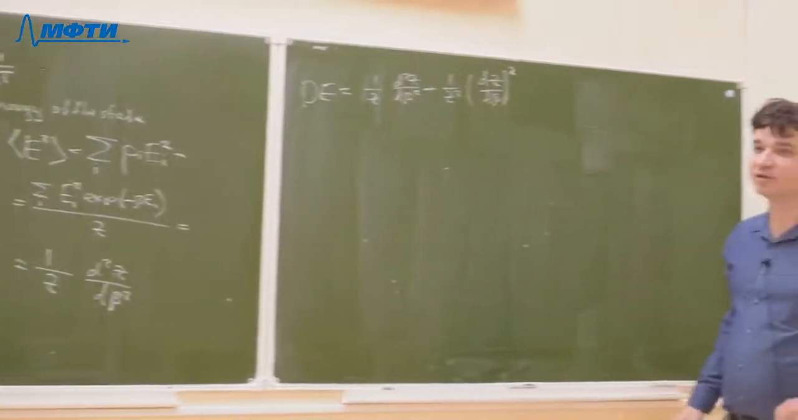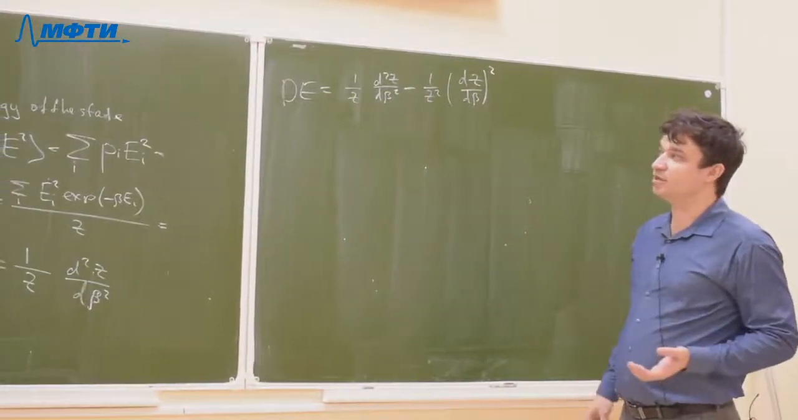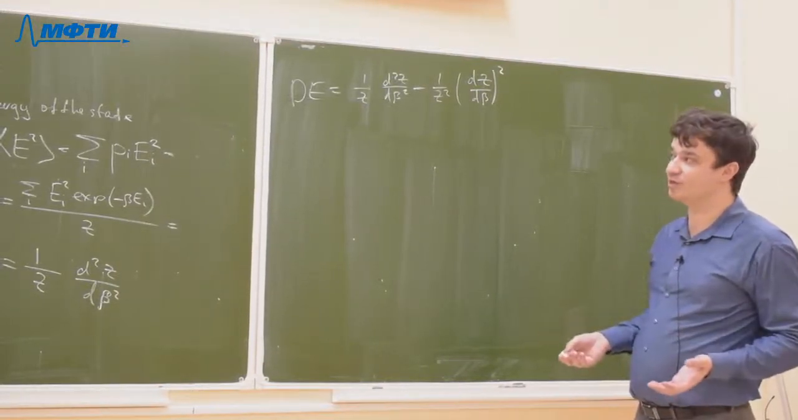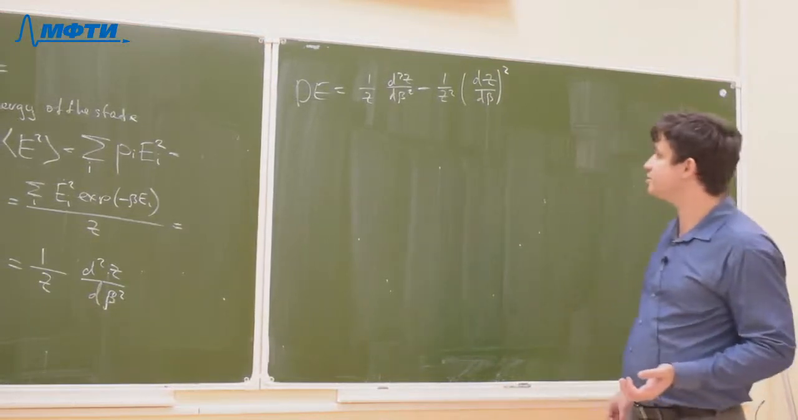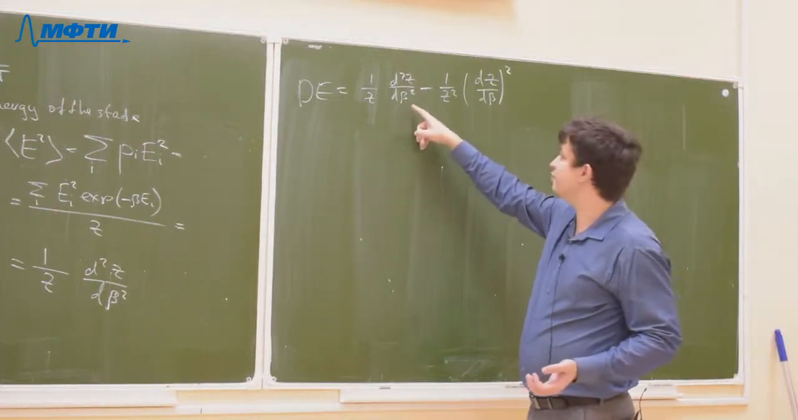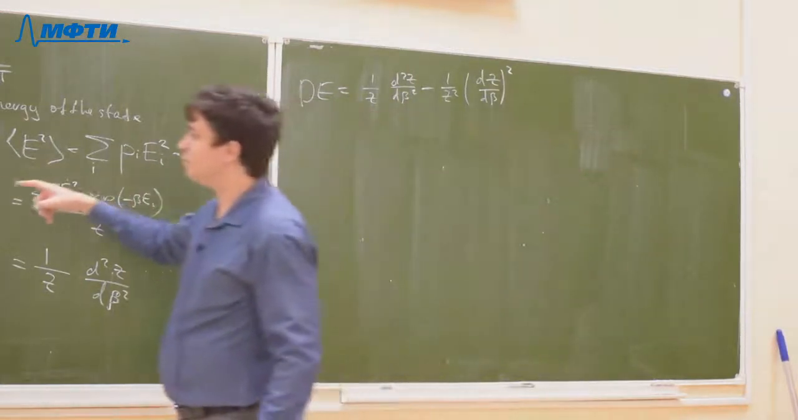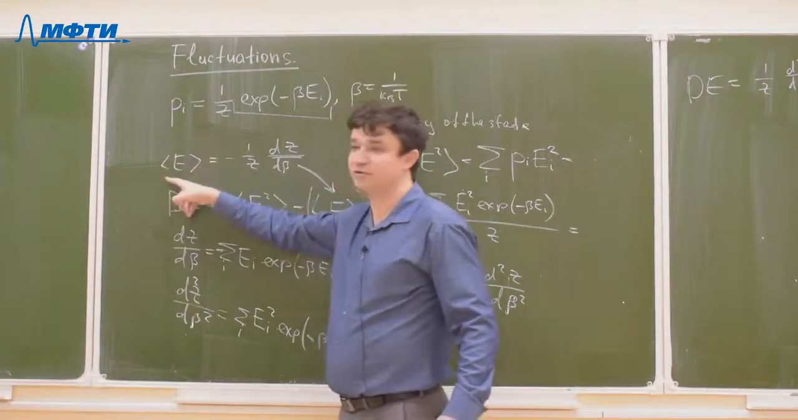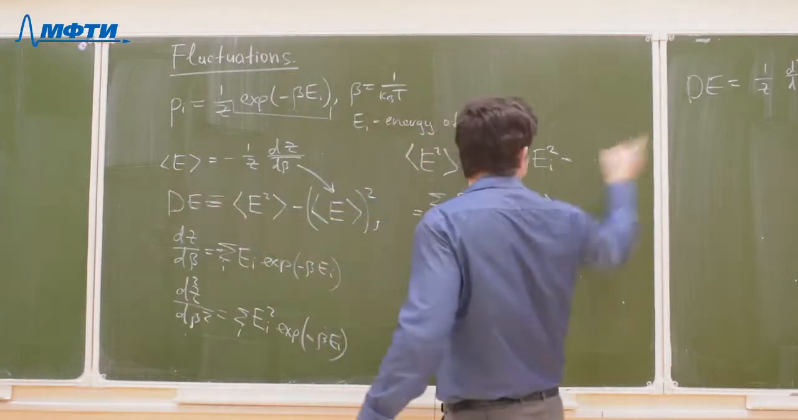Now we have something. But as I said previously, it would be better if we can express the variance of energy through other thermodynamic values, but not the partition function. In order to do this, I need to calculate something which contains the second derivative of z over beta. As you see, if I calculate this, then I can get something. And one of the quantities which contains the second derivative would be the derivative of the energy itself. So if I calculate the derivative of energy over beta, I will get something which is needed.